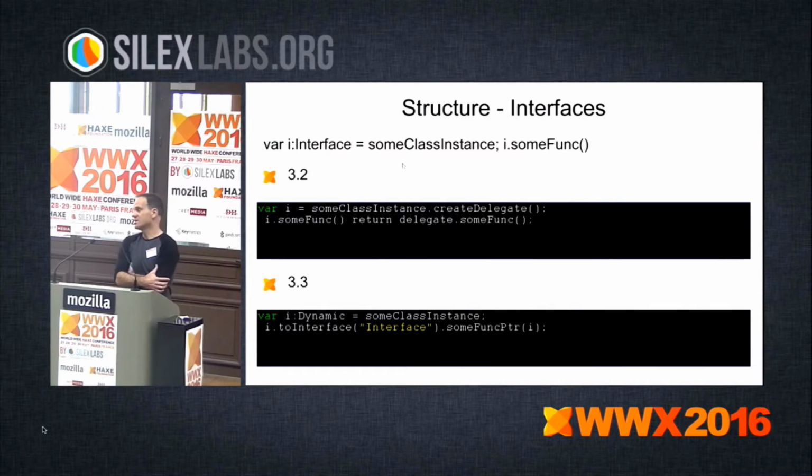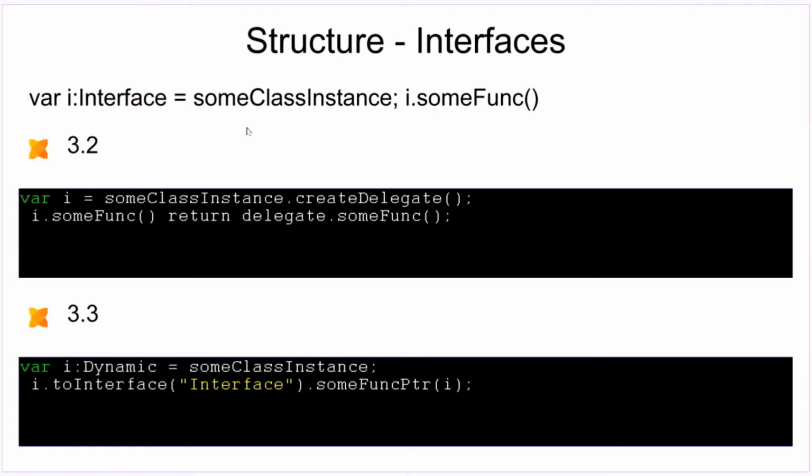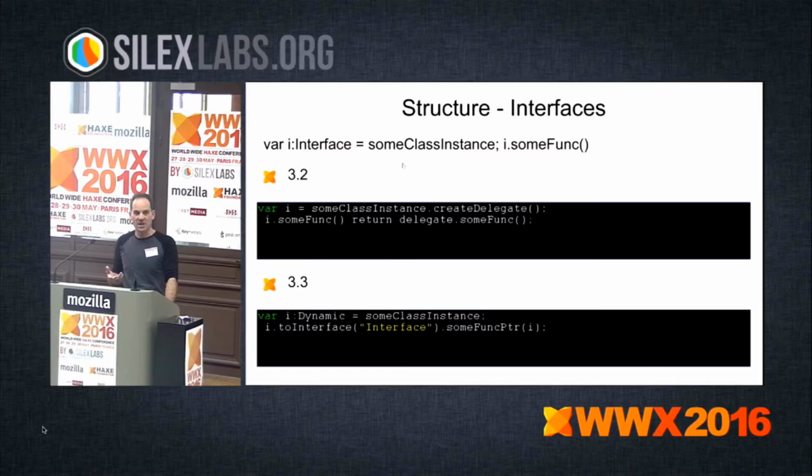Interfaces is something else that I've changed the implementation of a couple of times in CPP. In 3.2, they involve creating a little delegate object. So when you assign an instance to an interface type variable, it creates a little delegate that has like a trampoline function. So when you call a function on the interface, it actually jumps off and calls that function on a different object, which allows me to have different objects implement the same interface. The problem with this is that it obviously requires the creation of the extra delegate, and there are two function calls involved when you make an interface function call. It's got to call the little delegate object, and then it trampolines it off to the real object.